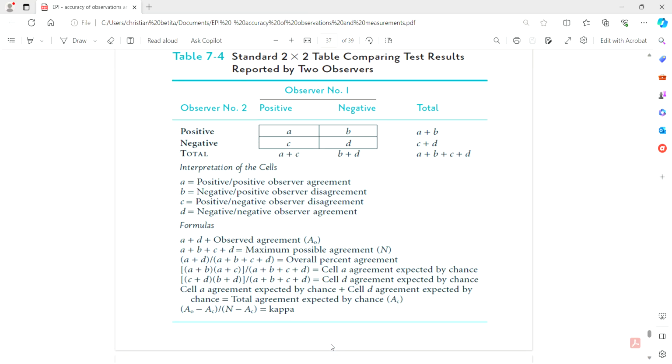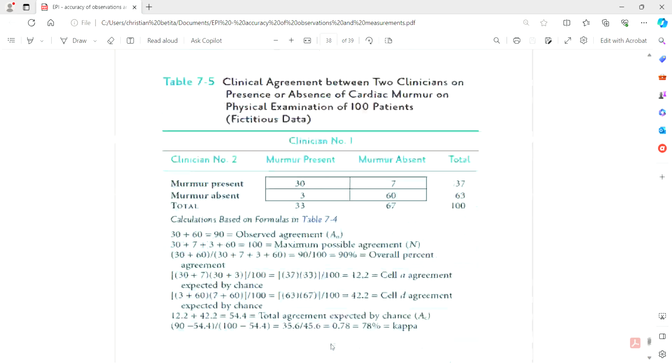Okay. So by way of illustrative examples, if you have two clinicians who are detecting the presence of a heart murmur, observed agreement is 90, so 30 and 60. So 30 for the murmur is present and 60 for the murmur is absent. Maximum possible agreement is 100, so they just simply added the four squares. Overall percent agreement, that's 90 divided by 100, so that's 90%. So clinician 1 and 2 agree 90% of the time.